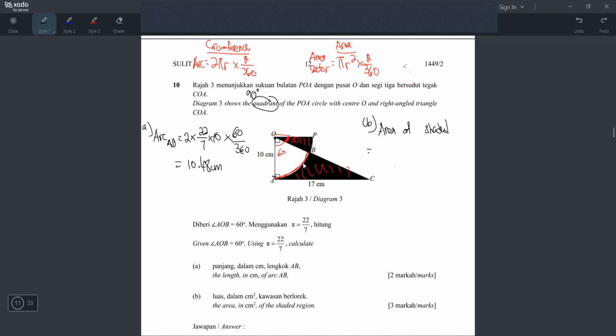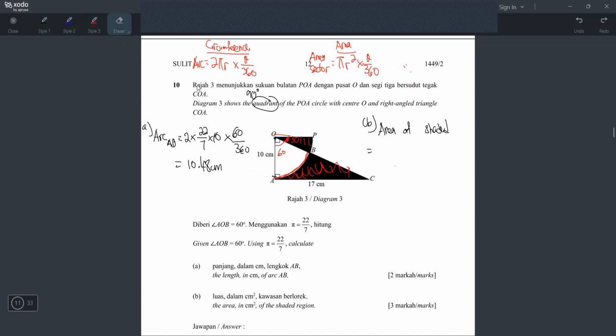Okay, I think it's better to find this one first because this one is much more susah to find. We never learn about this shape. What is this shape? This is not a triangle. Triangle has a straight division line. So this is not a triangle. So how to find the area of this shape? There's no name for this shape. We don't even know what formula to find this shape.